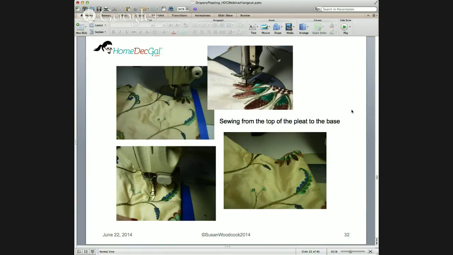Now here's sewing from the top of the pleat down, again using the blue tape to mark the pleat size. When you pleat from the top down, you want to seat the needle, and that's this photo up here at the top. You want to seat the needle down into the fabric about 1/4 of an inch or more and back up and then come forward and sew. That'll help prevent the top edge from scooting forward and making it uneven. So start with the needle in the down position, and then sew your pleat and backstitch as you get to the bottom.